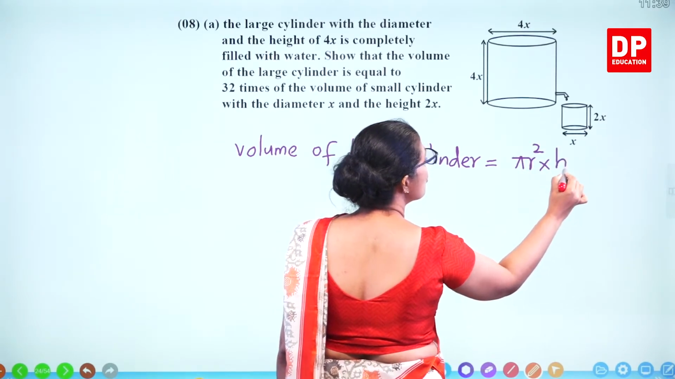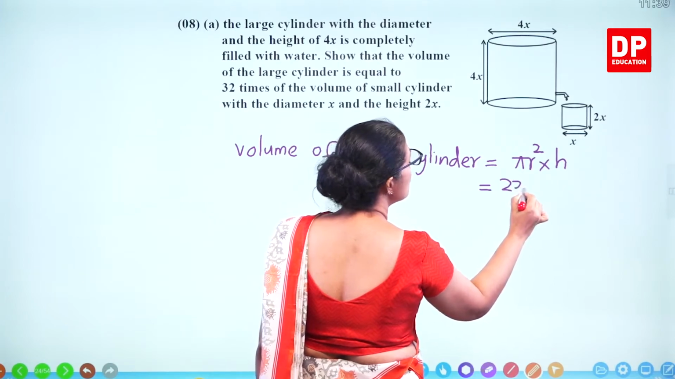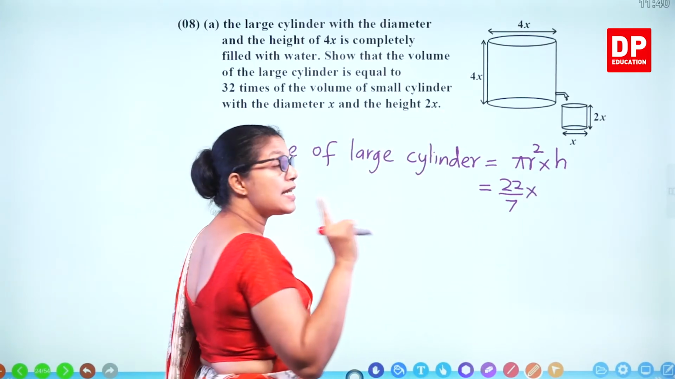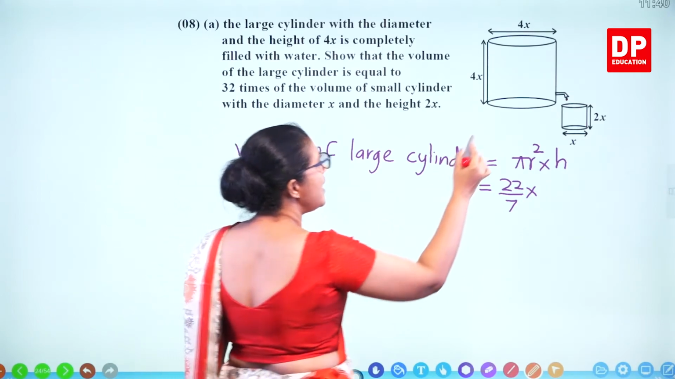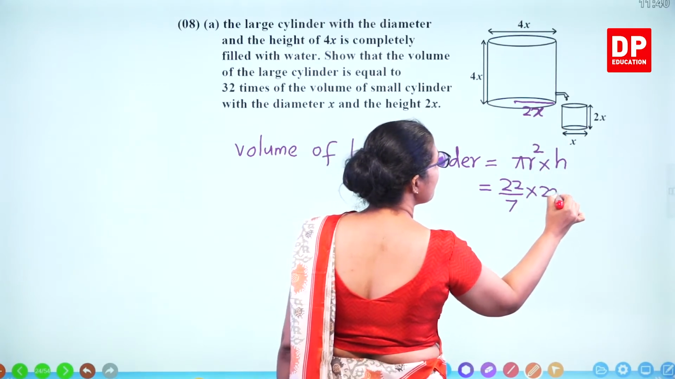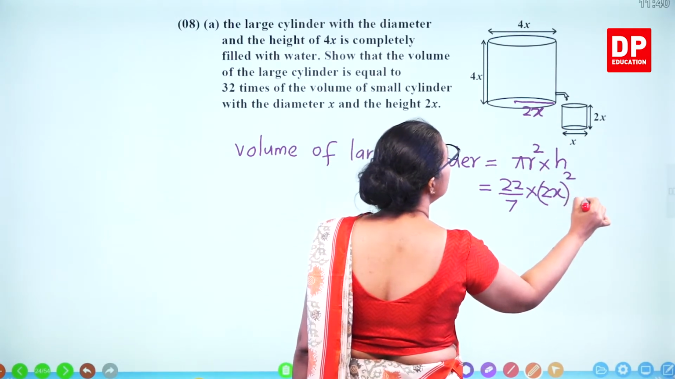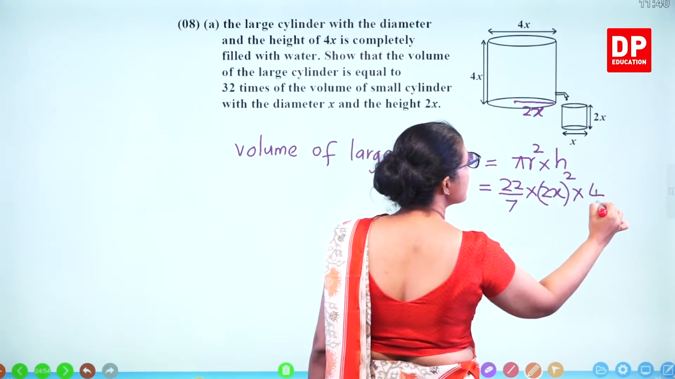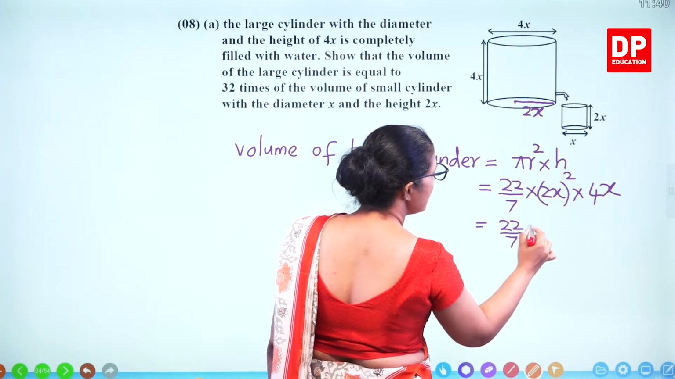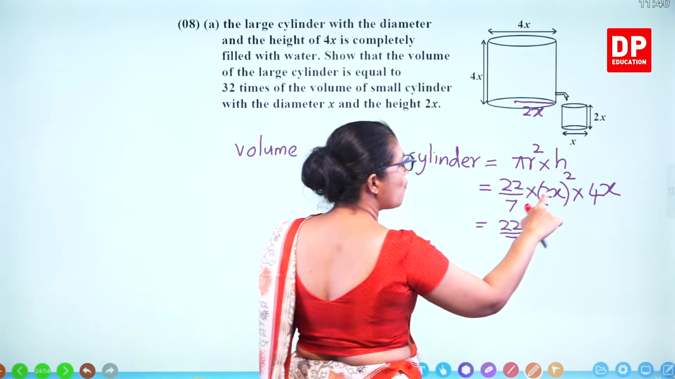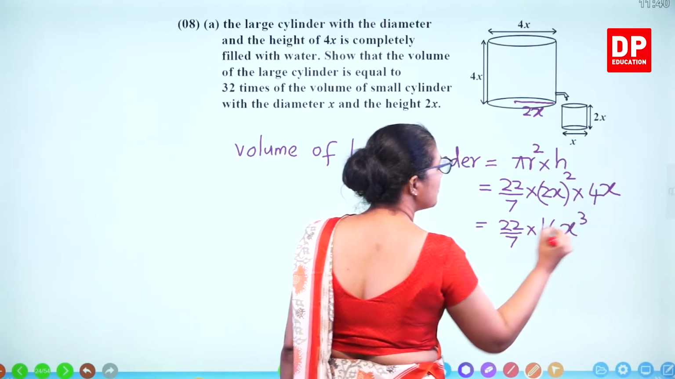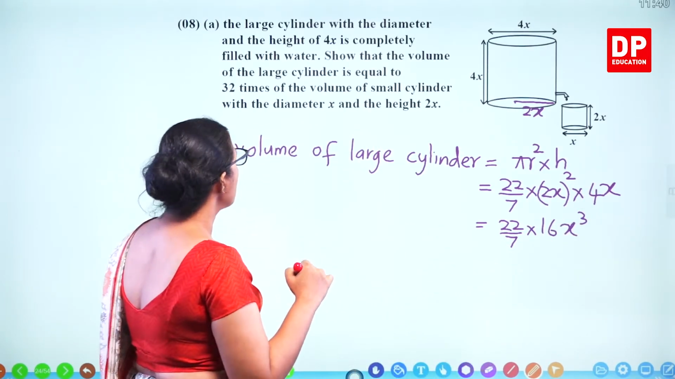into h. Pi is 22 over 7. Diameter is 4x. So what's the radius? Divided by 2, that's 2x. So (2x) squared, height is 4x. What do you get? 22 over 7. 2 into 2, 4. 4 times 4, 16. This x squared and this x, x cubed. That's the volume of the large cylinder.